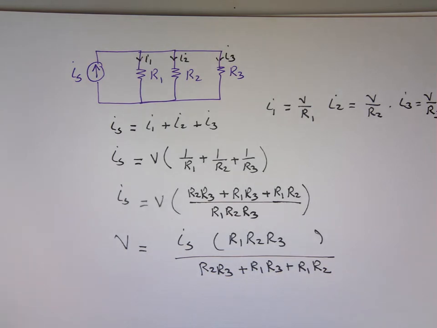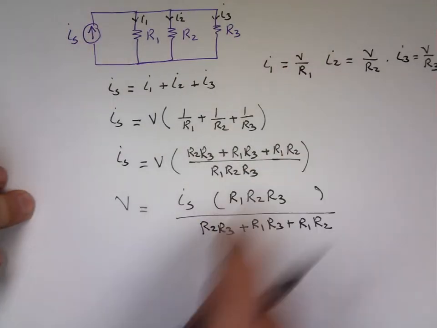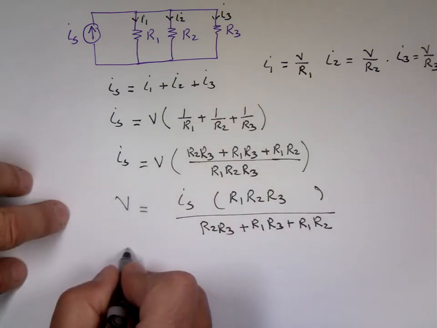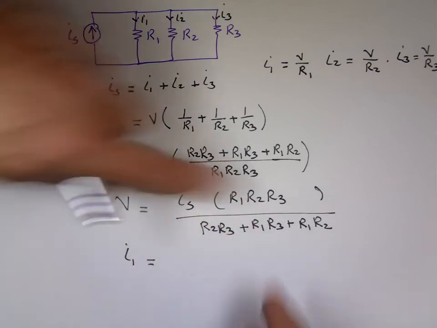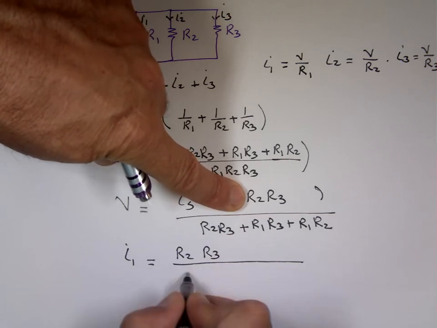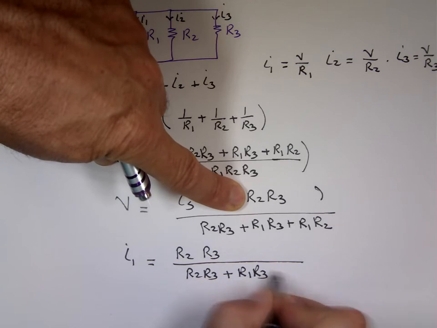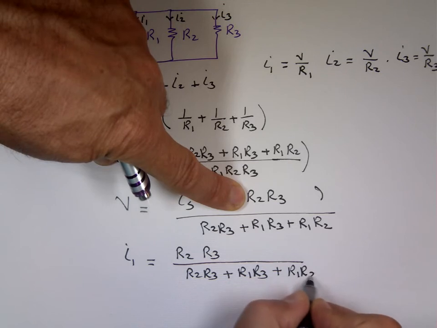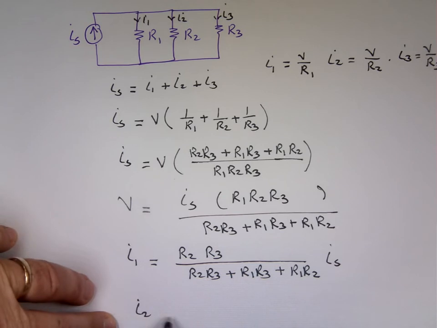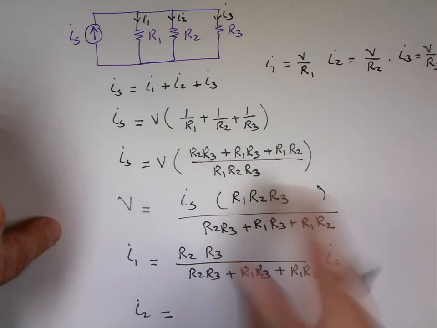So what is, that's V. So what is I sub 1 now? I sub 1, you divide by R sub 1. When you divide by R sub 1, it is gone. So I sub 1 will be, take out R sub 1, will be R2 R3 over R2 R3 plus R1, R3 plus R1 R2, times I sub S. And I sub 2 is sitting on top of R sub 2, so R sub 2 is gone. So it's R1 R3.